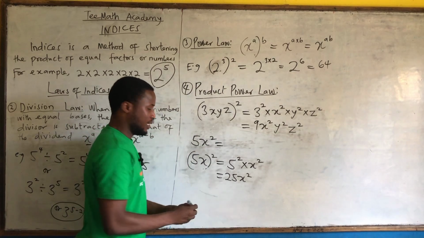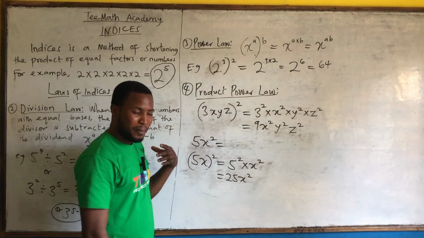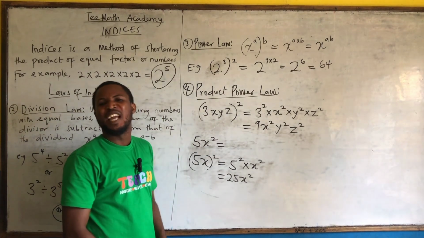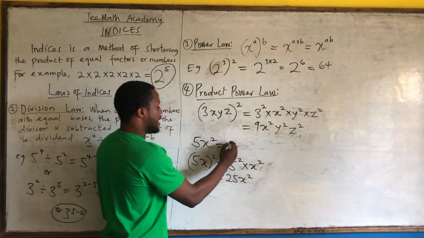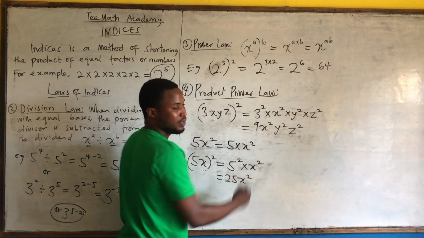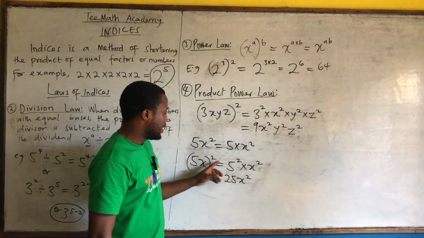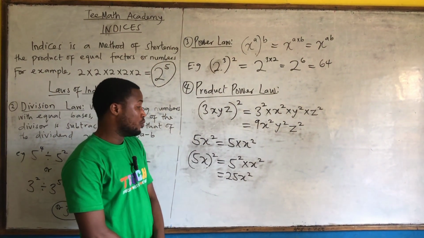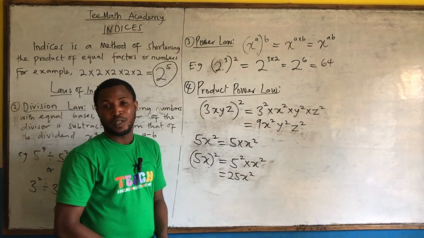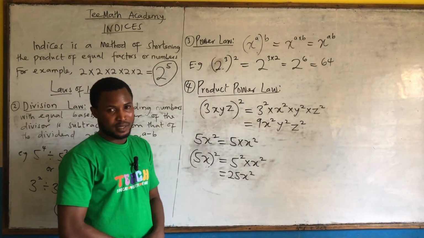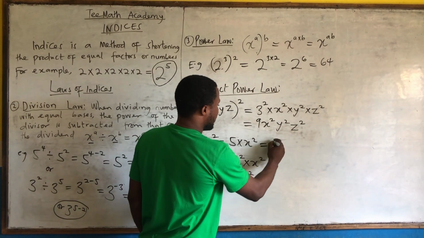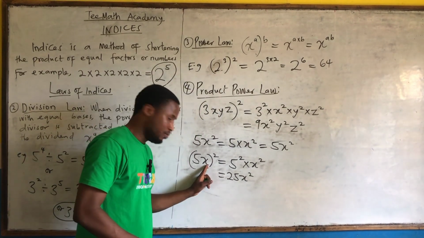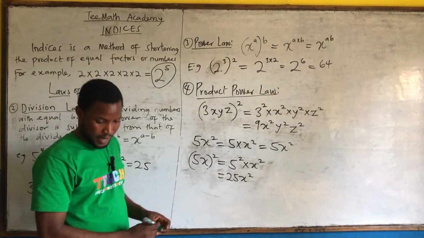But in this case, you see that there's no bracket there. So that means that this square is only for x. So I can even rearrange this and say 5 times x squared. So the power does not affect 5 here, it's only x. So we really need to differentiate between this and this. The answer of this one will still give us 5x squared, nothing more, while this one is 25x squared.